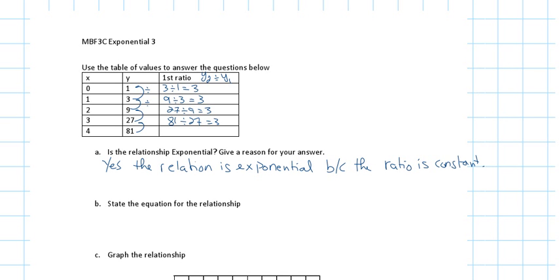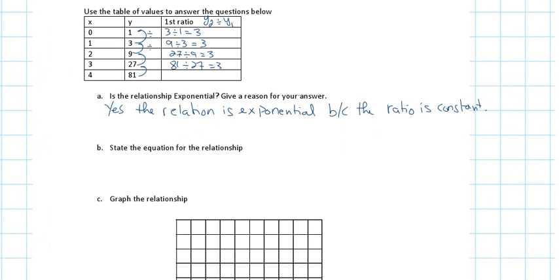It's asking to state the equation of the relationship. Remember that the equation of an exponential function, what's the general form? y equals b to the power of x, with my initial value. In this case, my initial value is 1, right? My initial value means that x equals 0, yes? Always, your initial value is at x equals 0.